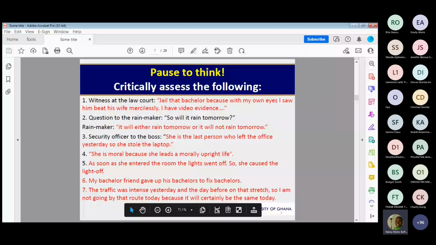Okay, so we can go on, and if you look at example 4, it is just a repetition. Look at what the person says. She is moral because she leads a morally upright life. She's moral because. When you hear because, you are going to see the reason why the person is moral. What is making her moral? Okay, but you say she's moral because, we hear because, we are all looking out for the reason. And all you say is she's moral because she leads a morally upright life.